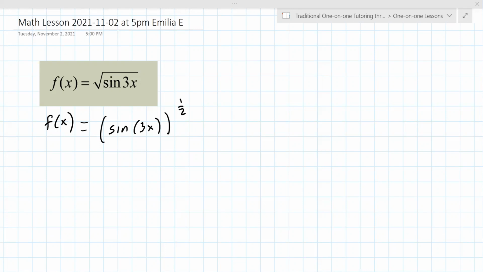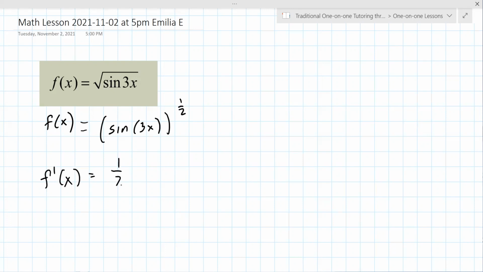How are you doing on this? I think I got it. There's two chain rule parts to it. Hopefully you consider that the inside is sine and then the 3x. Are you ready for me to write down the answer?